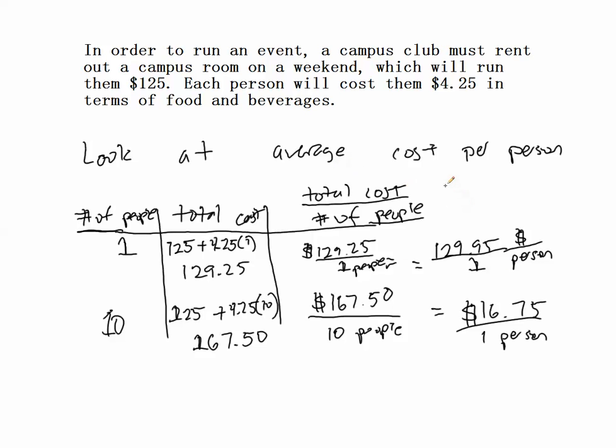We're talking about the average cost. So it's literally take the total cost, divide by the number of people. $167.50 among 10 people splits up that cost to $16.75 per person.